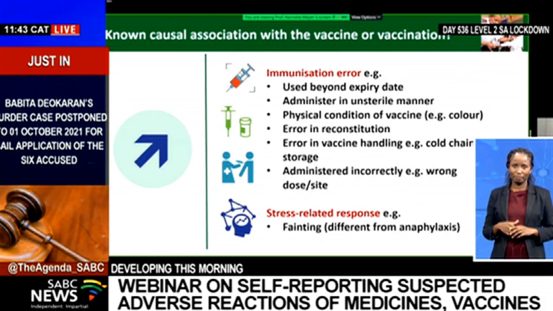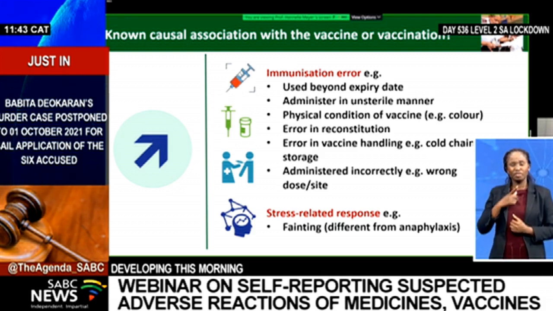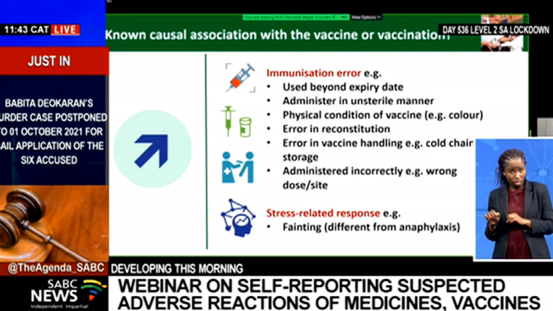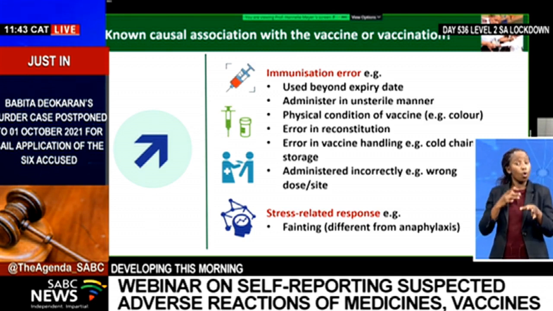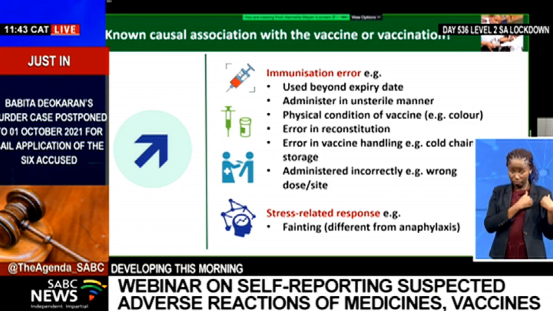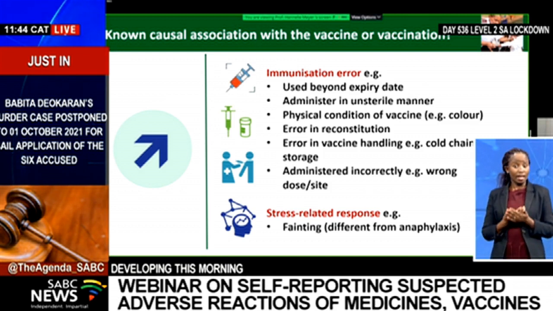The next one is whether there is a known causal association with the vaccine or the vaccination. So this means that you now look at the whole process, first the vaccination process. So you look at whether it is possible that there has been an immunization error. For example, was the vaccine used beyond the expiry date? Was the cold chain observed? Was the vaccine well stored? Was it administered incorrectly to the patient? So this is why you also interview the vaccinator who administered the vaccine.